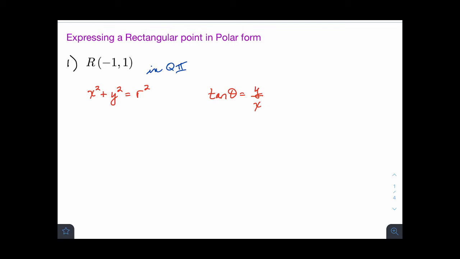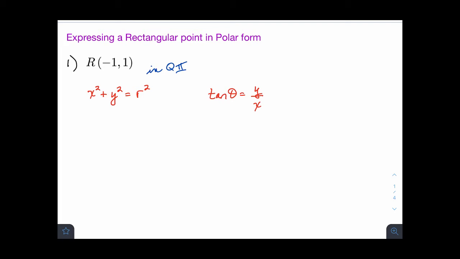I don't like to think of this in terms of an inverse trig function per se, because then you have to worry about that restricted range. We really want to think about the fact we know the quadrant in which we need to lie, and that's what we're going to focus on to determine our correct theta value.